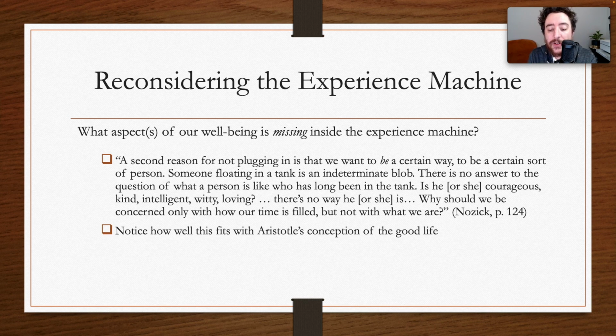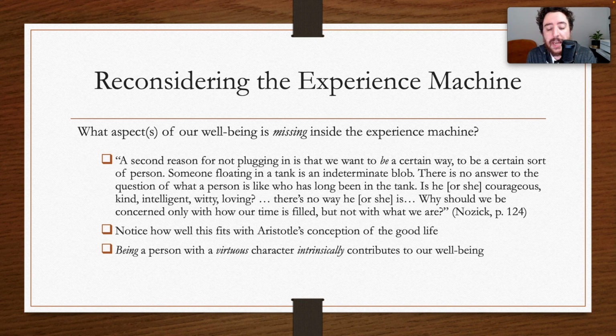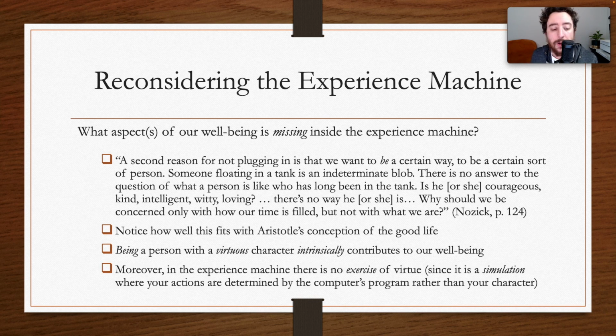Notice how well this fits with Aristotle's conception of the good life. On Aristotle's view, being a person with virtuous character intrinsically contributes to our well-being. We don't want just to get pleasure. We also want to be a good person, a courageous person, a brave person, an honest person. According to Nozick, when we're in the experience machine, there's no answer to us being a certain kind of person. We can't say that we're a courageous person in the experience machine when we run into a burning building to save a child because we didn't make that choice. Rather, it was just the machine giving us the experience of running into the building. Whether we would do that on our own, we just don't know.